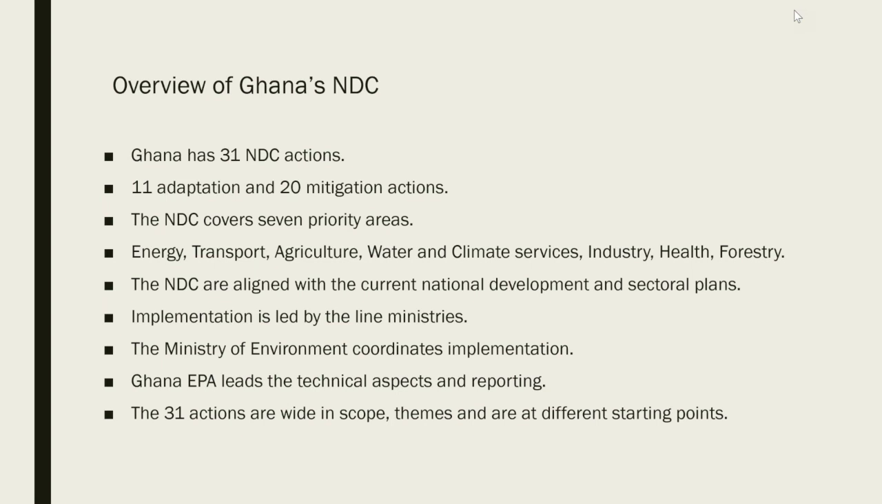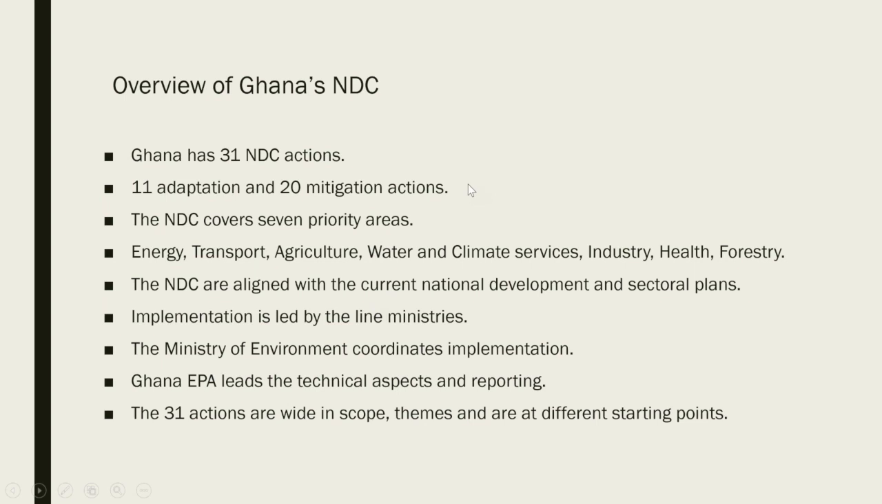So this effort is part of the whole effort by the government of Ghana to put in place a process for continuous reporting. In developing the reporting system, or the M&E system, for the NDCs, we take note of 3 very important elements. The 31 actions, as you may see, are very wide in scope, they cover different themes, and their implementation is at different starting points. Therefore, in designing such a reporting system, you need to take into account the complexities of these 31 actions, as they are of different complexions.